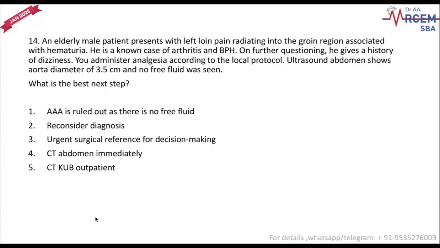An elderly male presents to the ED with left loin pain radiating to the groin region, associated with hematuria. But it is an elderly, so we are always thinking AAA, not ureteric calculi. He is a known case of arthritis and BP, and on further questioning, a history of dizziness is present. You administer analgesia according to the local protocol.